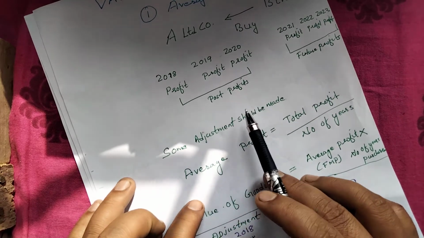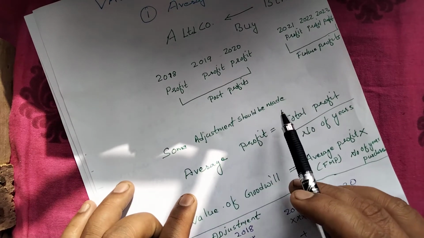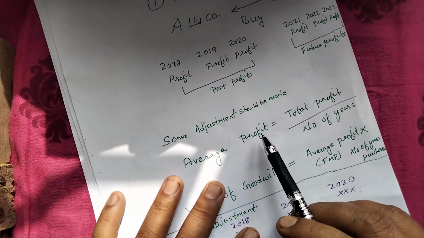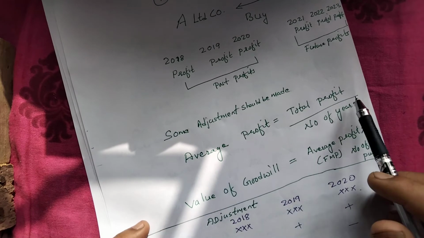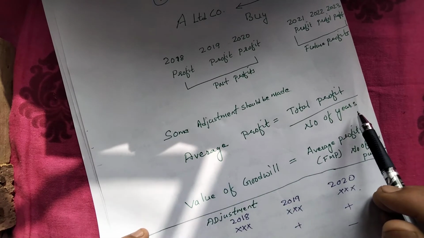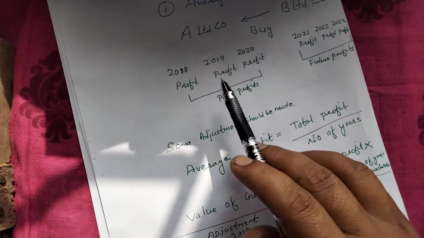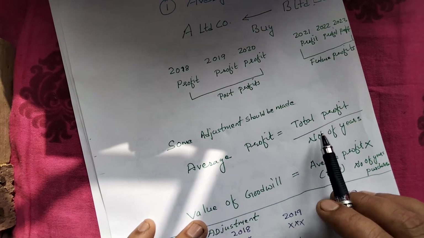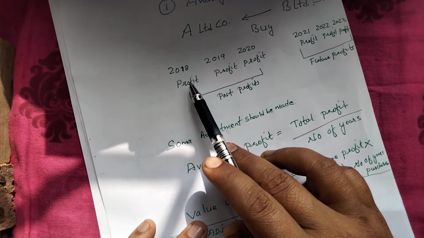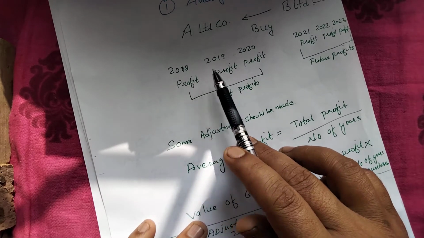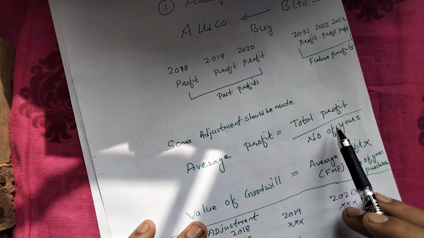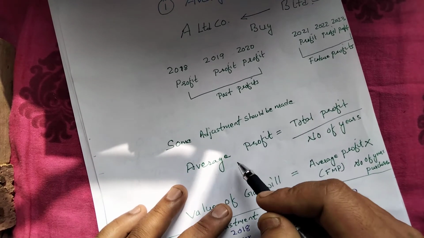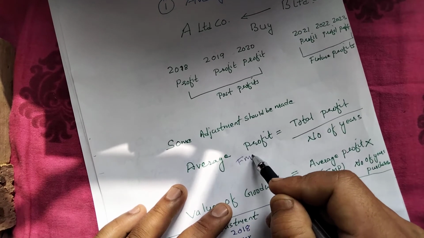Then after making all those adjustments we will be finding the average profit. How are you going to find the average profit? That is total profit divided by the number of years. Total profit means all 3 years' profit after adjustment, divided by the number of years. Suppose in our case we have 3 years, 2018, 19, 20, divided by 3 years. This is also called average profit, or you can say future maintainable profit.